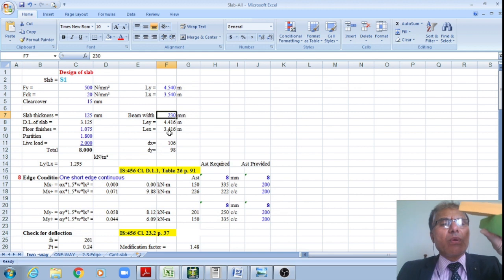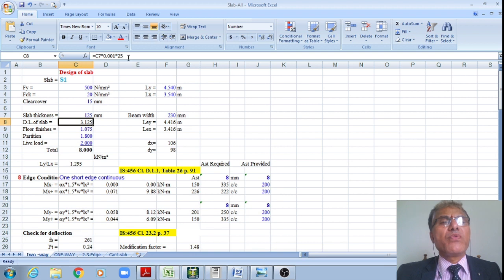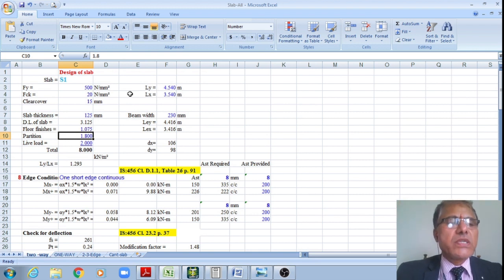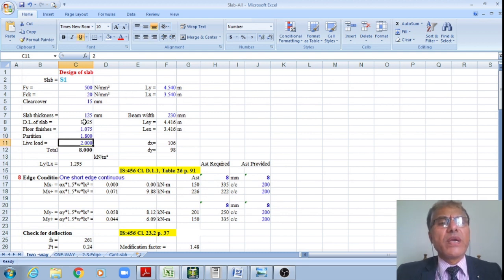Therefore now I'll calculate using this Excel spreadsheet what is the dead load. Dead load is equal to 0.125 multiplied by 25. Just now we have calculated, it works out 3.125, and floor finishes I have just explained, right? I'm adding 1.075 and partition loads, that of the brickwork. I already explained it. Actually, that may be thrown either as a UDL also, but I have considered that as thrown on the slab as 1.8 kilonewton per meter square, and live load is equal to 2. Therefore, all put together it works out 8 kilonewton per meter square.